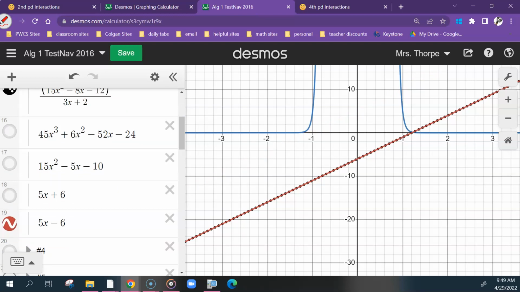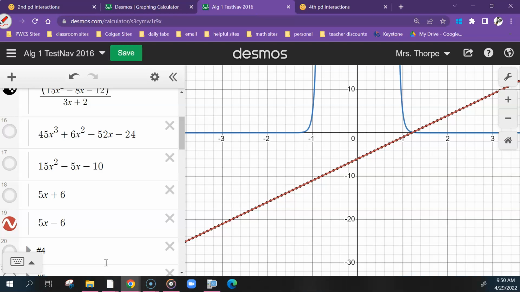How would you solve it? You would need to factor the numerator, find the factors that are the same, and cancel. So all of these can be solved, but you also have Desmos that you could use as well. So what's the answer? The answer is 5x minus 6.